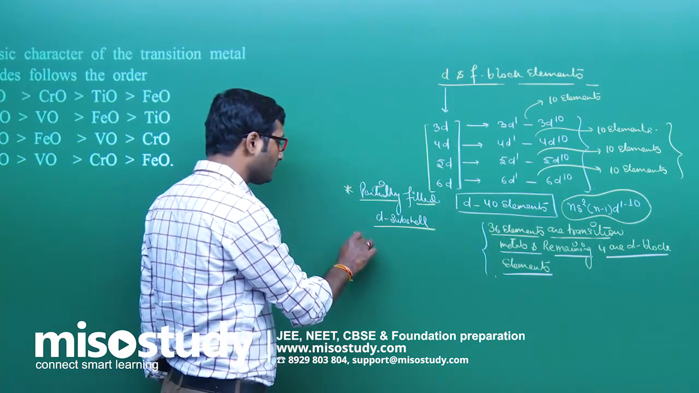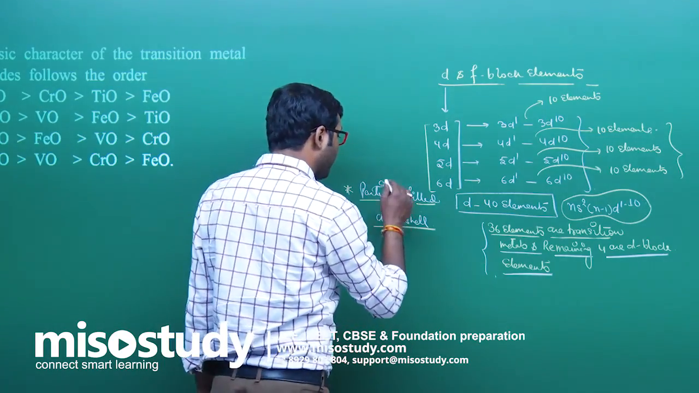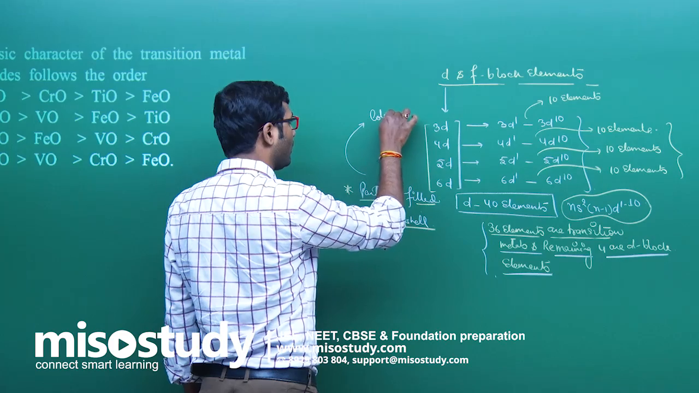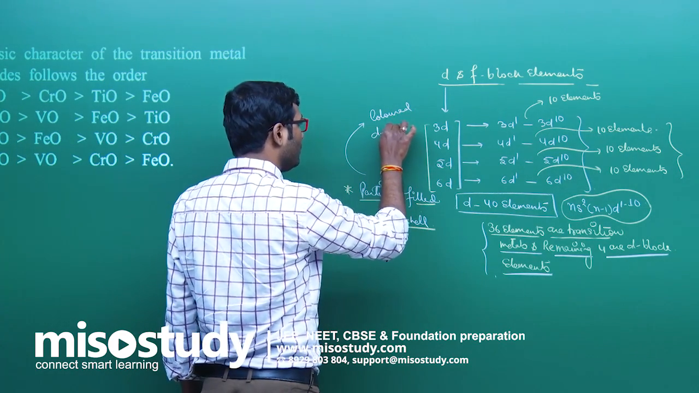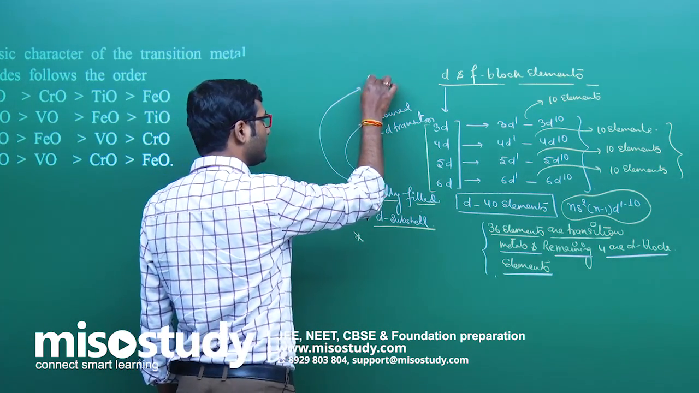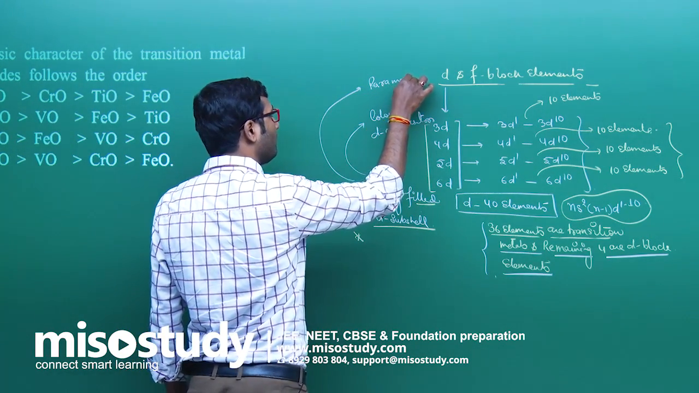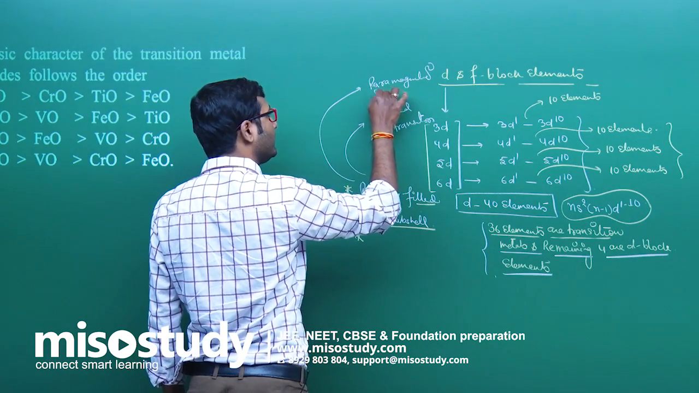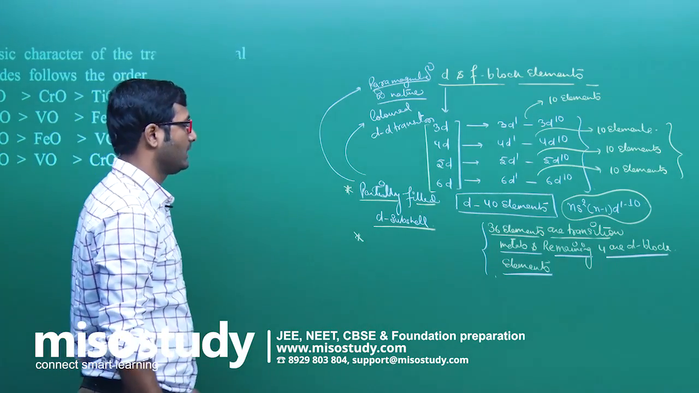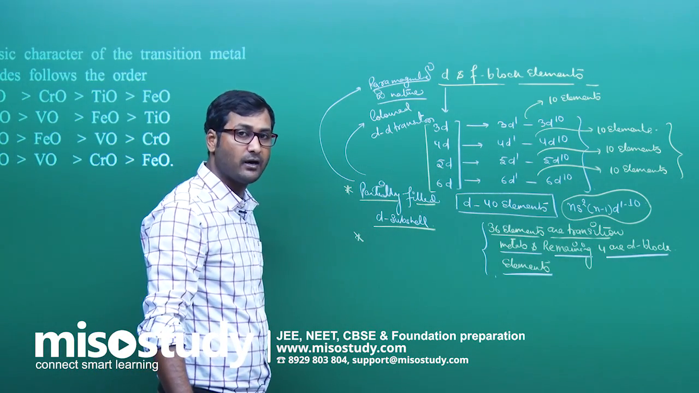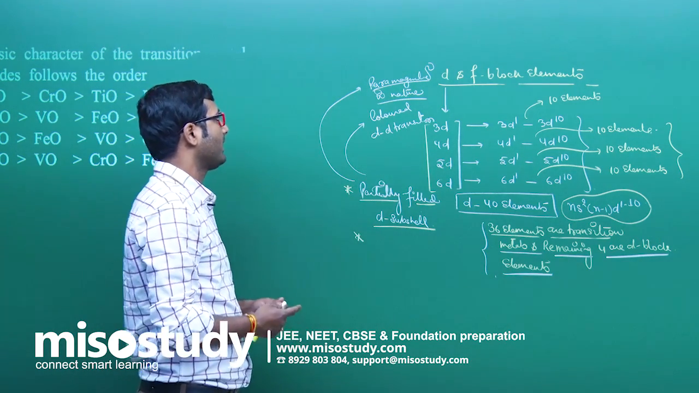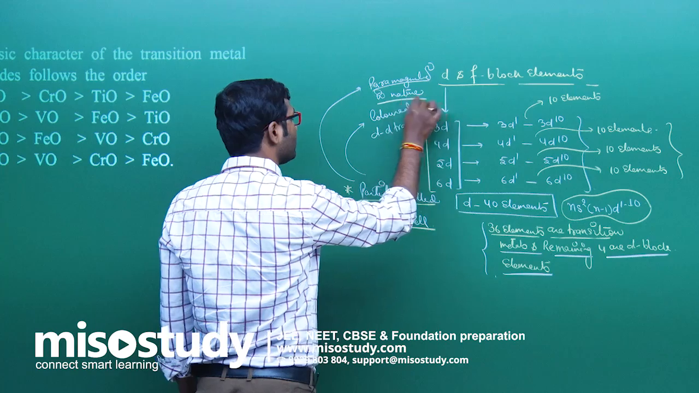Now if they have a partially filled D subshell, the compounds of transition metals are always colored due to d-d transition. If they have a partially filled D subshell, they are paramagnetic in nature. If the compound of a transition metal is partially filled, that is, it contains an unpaired number of electrons, then it is paramagnetic in nature. Is it clear to you? Yes sir.